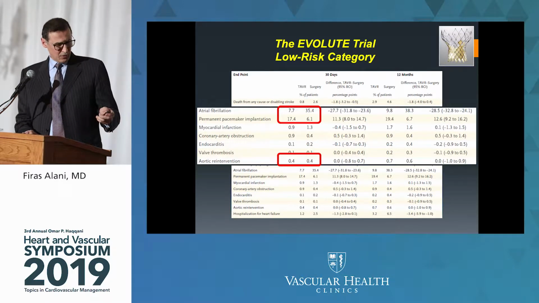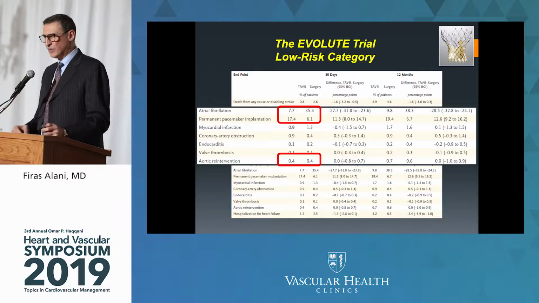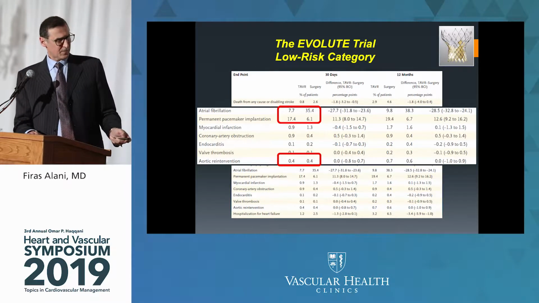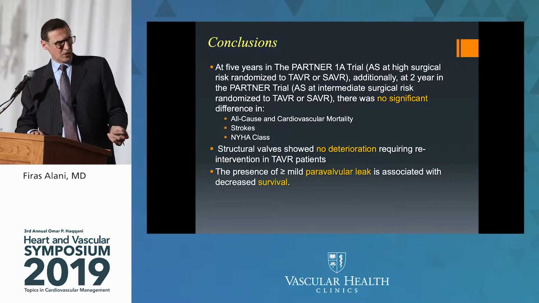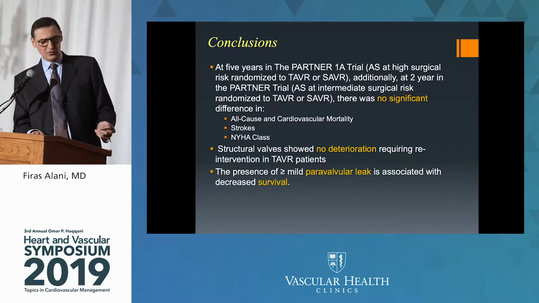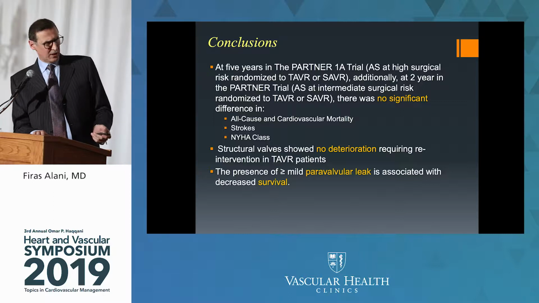In this trial it doesn't show exactly what the paravalvular leak number is, but it does show you that clinically, if there's a paravalvular leak, there isn't a need for aortic valve repair or another surgery. So in conclusion, after 5 years in the PARTNER 1 trial, which is the high risk, this is 1A because 1B was the inoperable risk, this was randomized to SAVR versus TAVR. Additionally, in the intermediate risk in the PARTNER 2 trial, this was 2-year data.